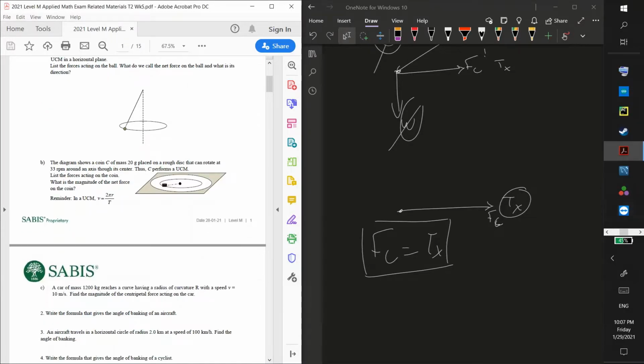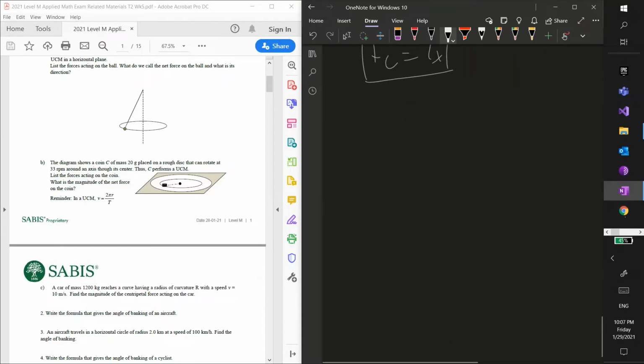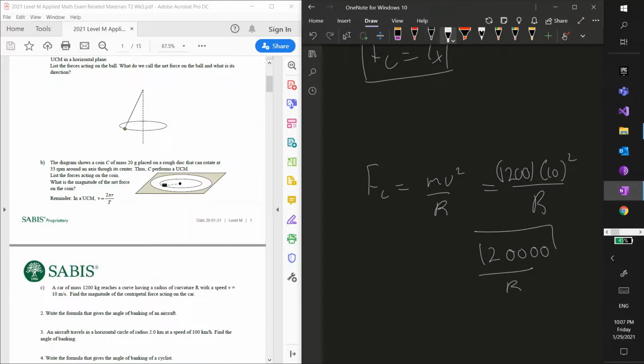Now, I don't know what's going on with part B because I don't really know how to solve it. I think there's missing information. So we're going to skip it and we're going to go to part C. A car of mass 1200 reaches a curve of radius r with a speed of 10. Find the magnitude of the centripetal force. Fc is mv squared over r. r is not given, so we keep it in terms of r. Your mass is 1200 and your velocity is 10 and you square it. So your answer is just this, whatever r is, you know? And yeah, that's it.